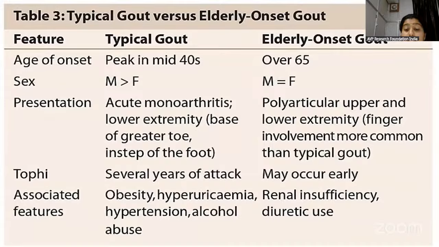Then tophi: in typical gout, as we have discussed, they occur after several years of attacks. In the elderly, they may occur early. The associated features of typical gout are obesity, hyperuricemia, alcohol, and so on. In elderly onset gout, it is usually associated with renal insufficiency and diuretic use.